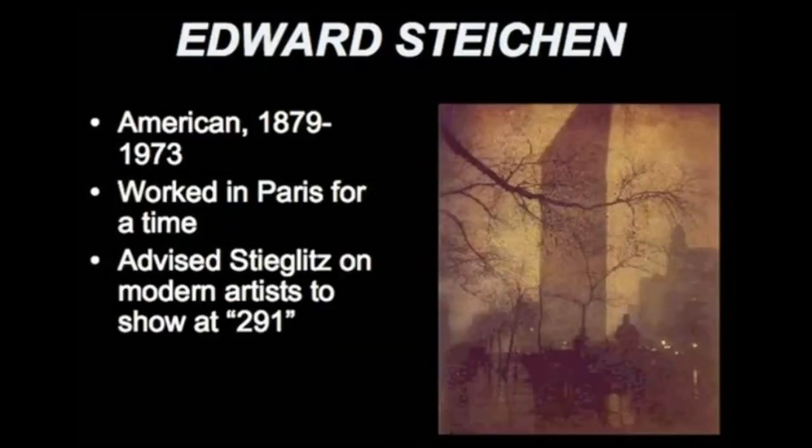Edward Steichen was an American that lived a very long life, dying in 1973. He worked in Paris for a time, and he advised Stieglitz on which modern artist he should show at his 291 gallery. And this is Steichen's photograph of the Flatiron Building in New York City. Really cool image. Looks almost more like an etching than it does a photograph.